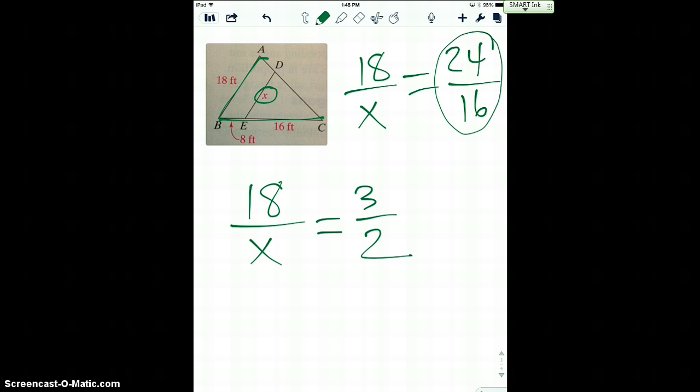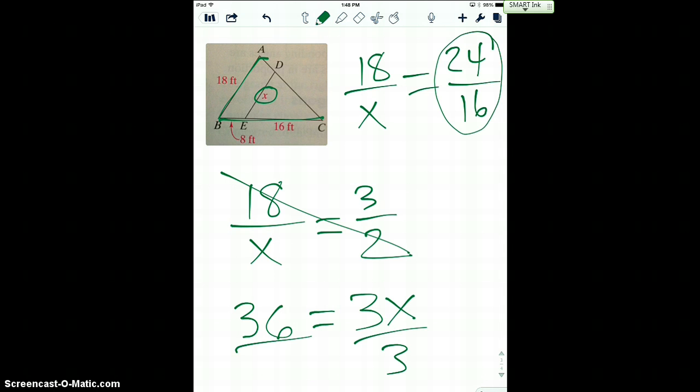You don't have to do that. And then from there, if I double 18, I'll be at 36. And then 3 times x, divide by 3, and my x value, my unknown, would be 12 feet. Okay, so this would be 12.